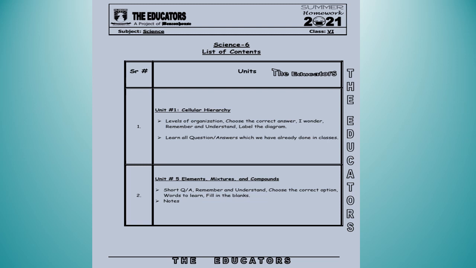Moving on to unit number 5, dear students, we have some short question answers. Then we have remember and understand questions. After that, we have choose the correct options, some words to learn and some fill in the blanks. And at the end, dear students, we have given some notes for your convenience. So I hope, dear students, that science portion of your summer pack is also clear.